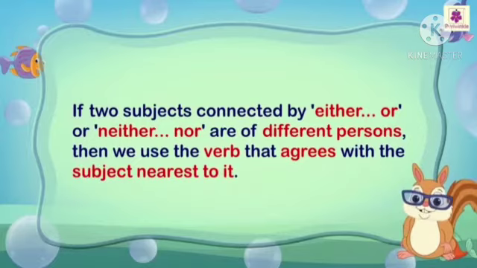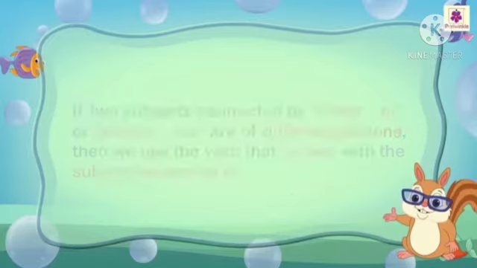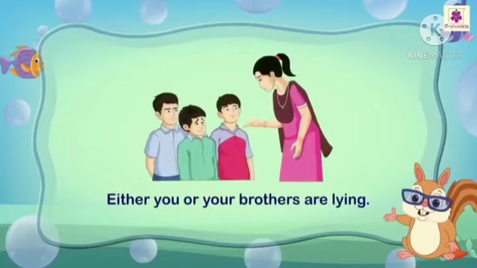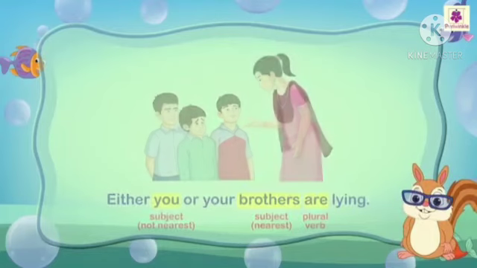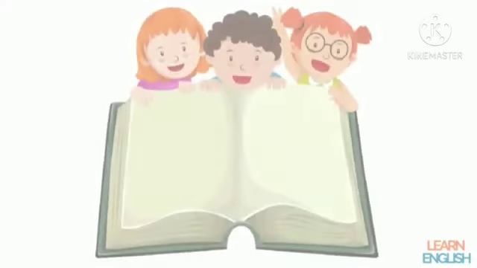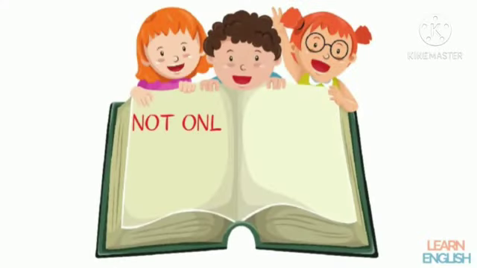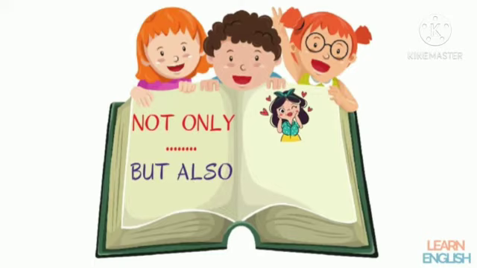I hope you understood. Now see this example. Either you or your brothers are lying. Here the second subject, the nearest subject, is plural. That's why I use the plural verb there. So now we are going to study not only but also. Now we can learn the usage of not only but also.